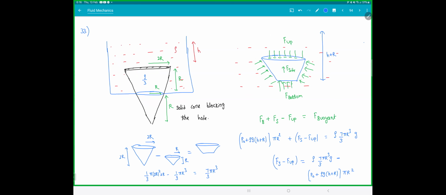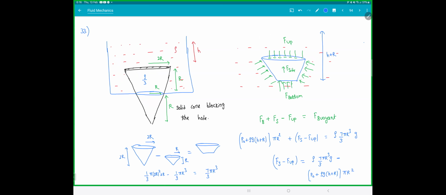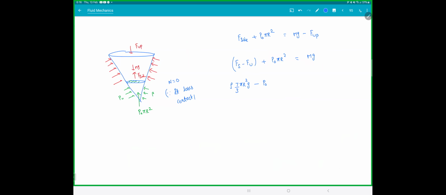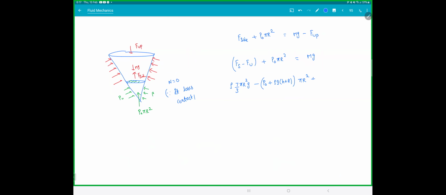Now, what is F side minus F up for this guy? Rho into 7 by 3 pi R cube G minus (P naught plus rho G (H plus R)) pi R square, plus P naught pi R square is equal to mg. mg will be rho times 1 by 3. You should take the full cone. So 1 by 3 pi (2R) whole square times 2R into g. Any doubts still here? Please ask me.